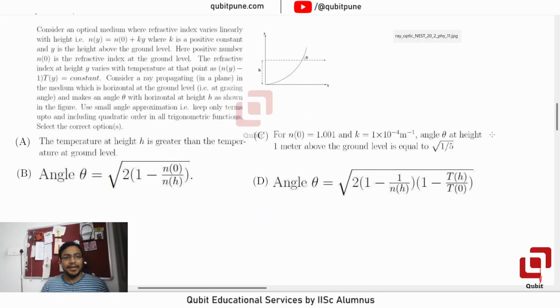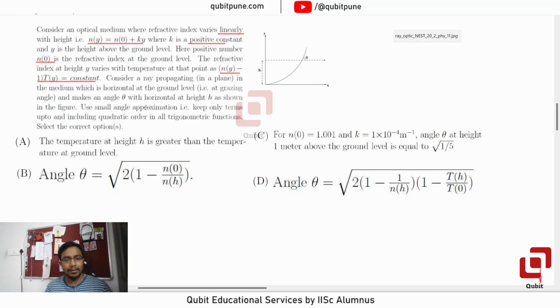Consider an optical medium where refractive index varies linearly with height. That is, n(y) = n0 + ky, where k is a positive constant and y is the height above the ground level. Here positive number n0 is the refractive index at the ground level. The refractive index at height h varies with temperature at that point as (n(y) - 1) T(y) = constant.